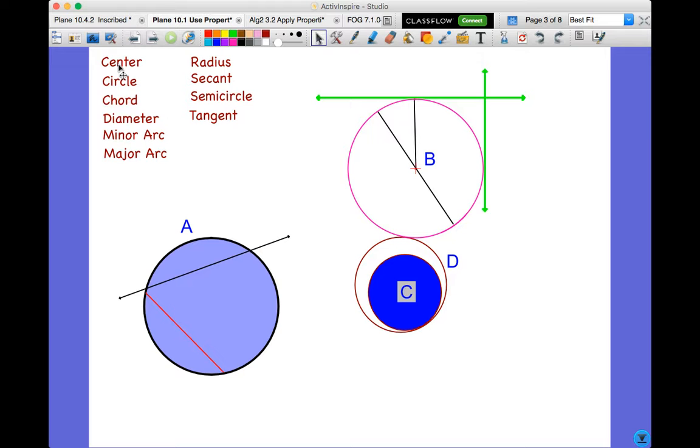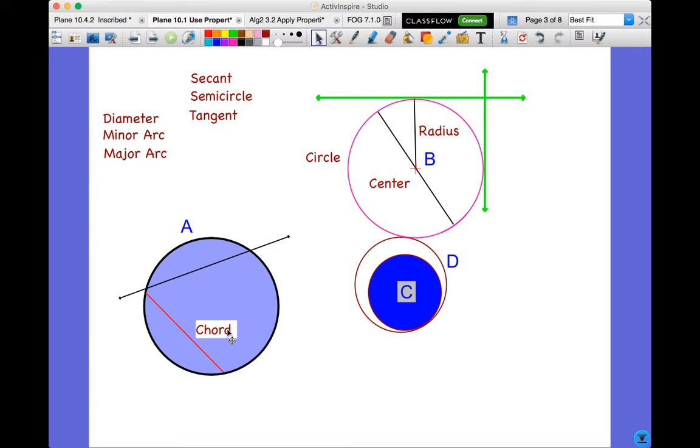So we have a center. The center of the circle is the one point from which all of our radii, which is the plural for radius, can be extended to the outside of the circle. And when we go around and we form a circle, all we're doing is just extending many different radii at various angles. So all these round shapes are circles.